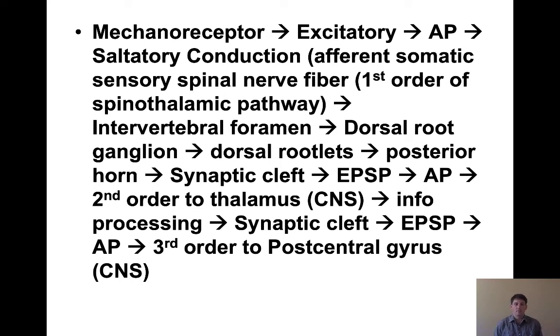Here in the thalamus of the brain, our brain is processing that information, and it's our relay center. It's going to send it to the right spot. We have a synaptic cleft, again, where neurotransmitters are released. We stimulate an EPSP and then an action potential in our third order neuron that takes that information up to our postcentral gyrus in our central nervous system.